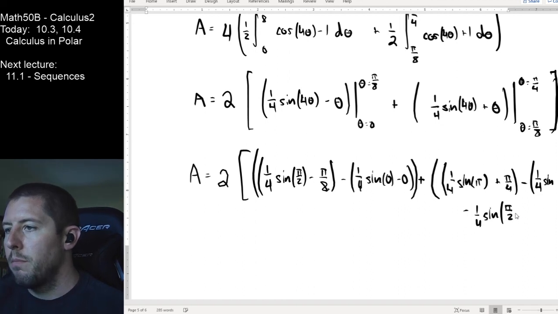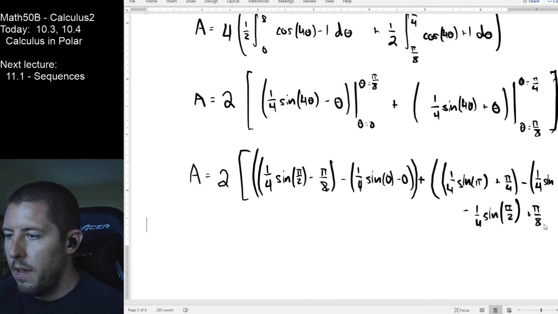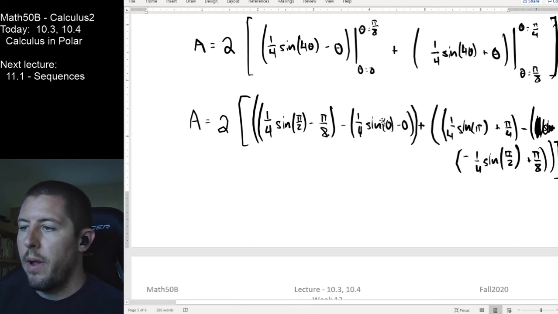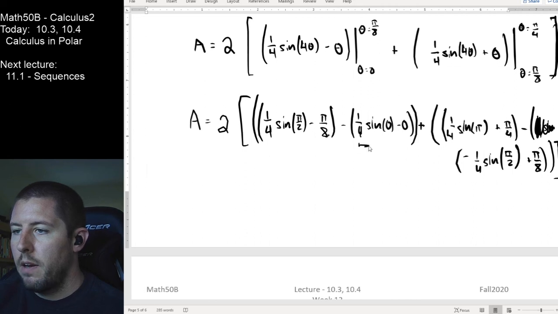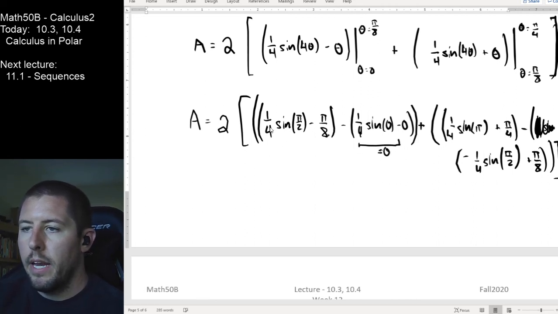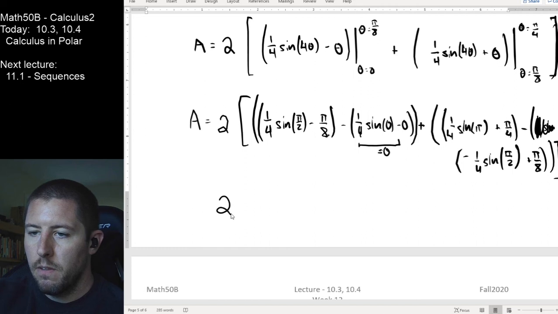Plugging in pi eighths, multiplying it by 4, we're going to get pi halves plus pi eighths. That's our other grouping in. So now we can go ahead and do some evaluating. I'm noticing that this group right here is all just equal to 0. Over here, what are we getting? Sine of pi halves is 1. So this looks to me like it's 1/4 minus pi eighths.